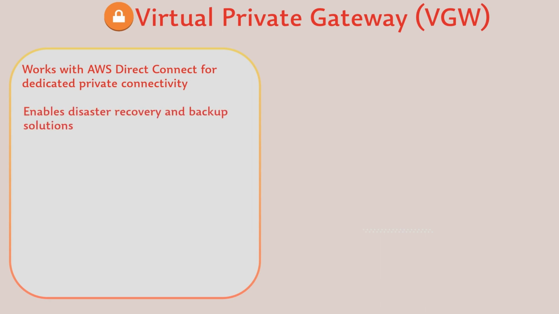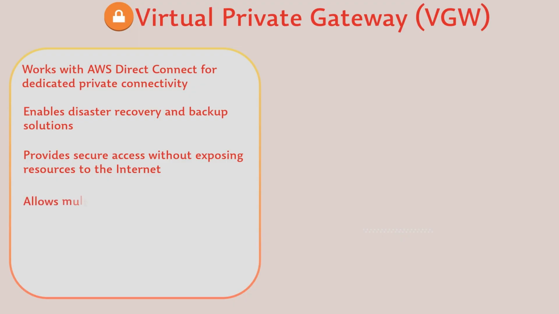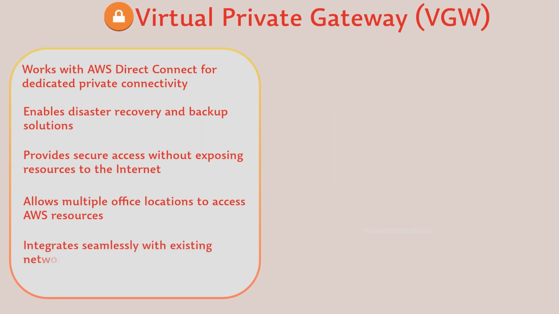It enables disaster recovery and backup solutions. Example: replicate on-premises data to AWS and quickly recover workloads during outages. It provides secure access without exposing resources to the internet. Example: internal databases and file servers remain accessible only through the corporate network. It allows multiple office locations to access AWS resources, like headquarters and branch offices can securely reach applications hosted in AWS. It integrates seamlessly with existing network infrastructures.